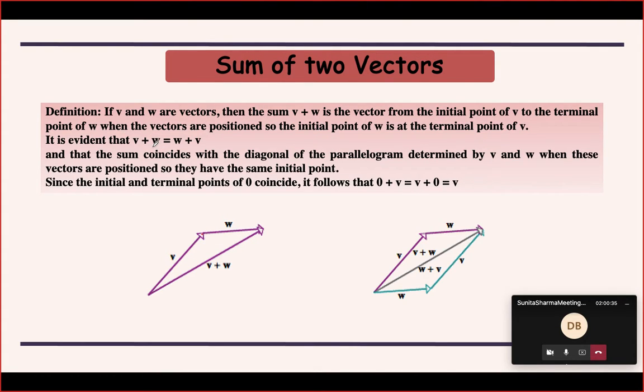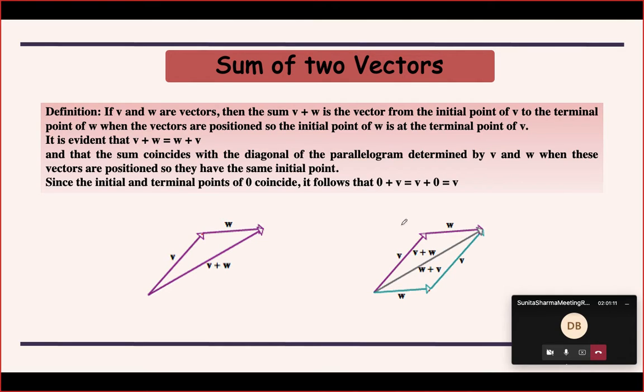So the commutativity rule holds here. v plus w is the same as w plus v. You may add in any order you want and you would still get the same vector. Geometrically also, if you place w first and then v, the sum is given by this diagonal. And when you place v and then w in this manner, again the sum is given by this particular diagonal. So in both cases it is the same diagonal, and therefore v plus w is the same as w plus v. Is the concept of sum clear?